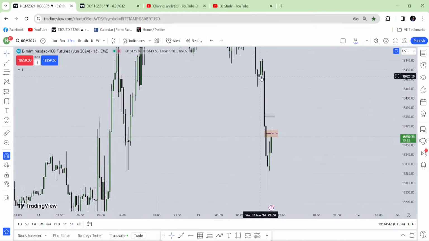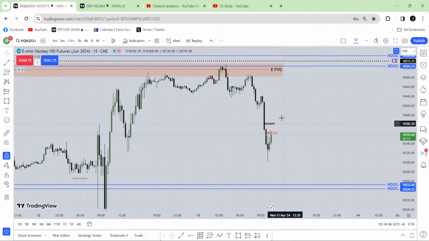Here is that fair value gap from the 15-minute chart. It can trade that fair value gap as well. Nothing wrong with that. If it wants to trade that fair value gap, nothing is wrong with that. All I want to see is that this fair value gap will be unfilled. It should not be filled 100%. That's all I want to see.